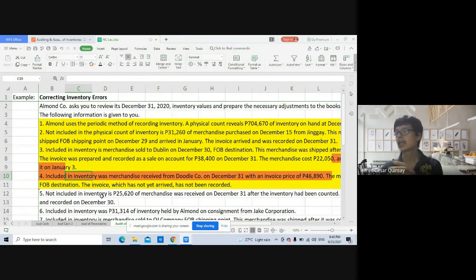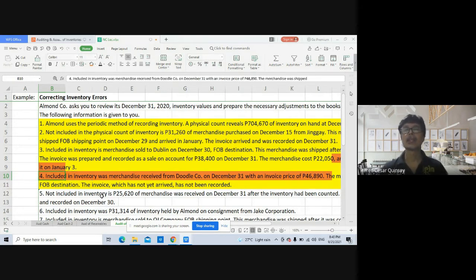Well, the second thing we need to know is whether it is FOB destination or FOB shipping point. If it's FOB shipping point, then it is our inventory already, no? Upon shipment, no? Kahit hindi pa nag-arrive sa atin. But if it's FOB destination, it should reach our premises, no? Okay? Before we can include it in our inventory.